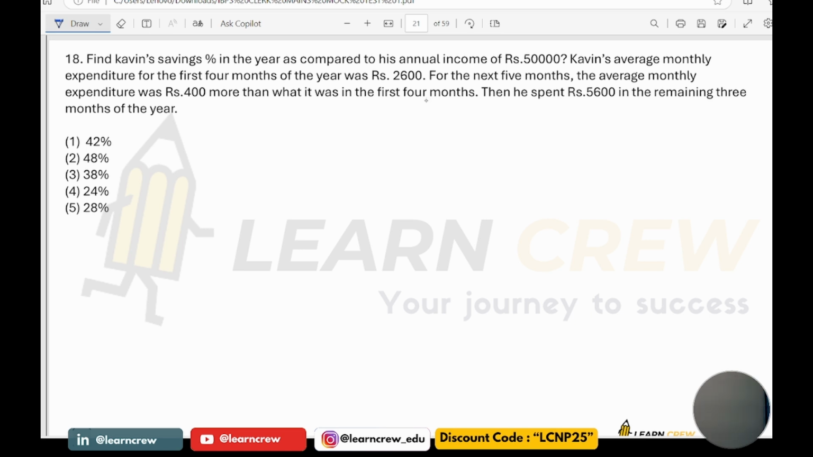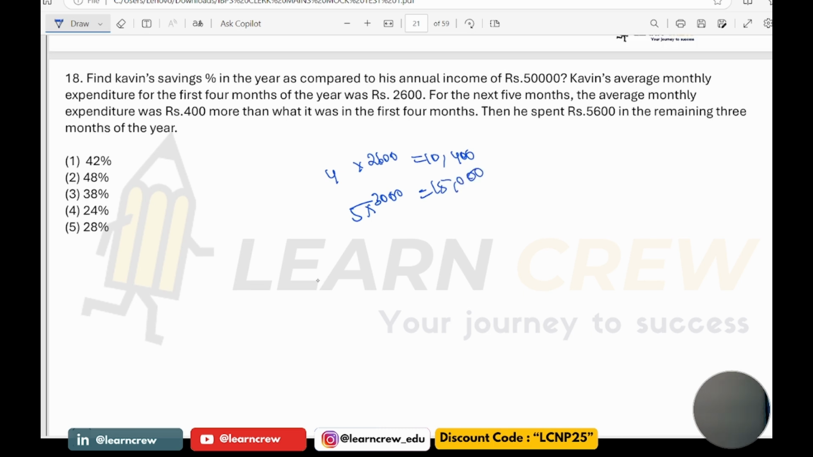So Kavin's average monthly expenditure for the first 4 months of the year is 2600. So the total is 4 into 2600, which is 10,400. Right? For the next 5 months, it is 400 more. 400 more means 3000. So it is 3000 into 5, which is 15,000. Okay, and he spent 5,600 rupees in all during the remaining months of the year.